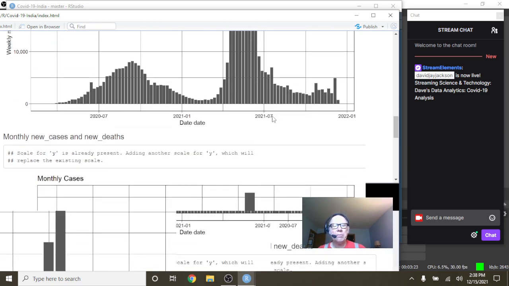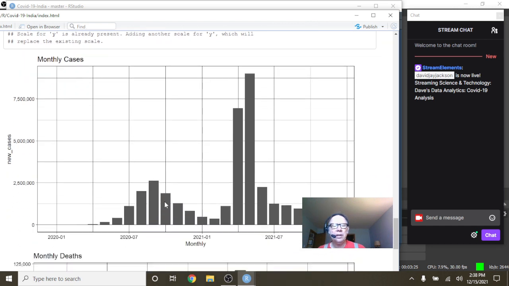Okay. What about monthly cases for India? Well, you can see again over here, this is monthly cases for India. 1, 2, 3, 4, 5 months in a row, you had a decline in COVID-19 cases for the last 4 months of last year. India had a 5 month decline.